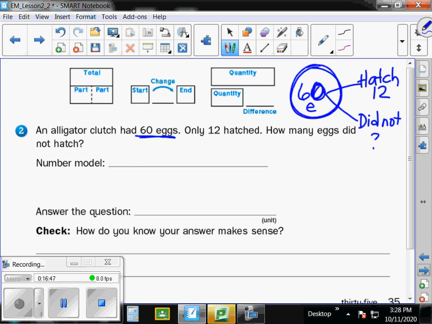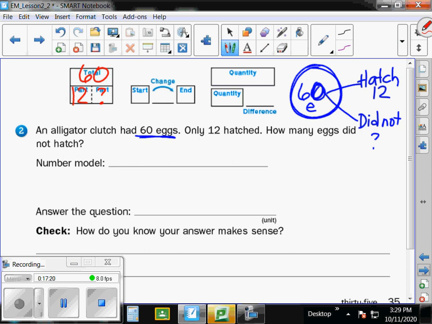Okay, I'm kind of thinking I'm going to put my numbers into one of these situation diagrams. Okay, actually I can see two different diagrams. Actually, I could see all three diagrams working for this. Okay, let's look at the part total model. First of all, I know that there's a total of 60 eggs. That's how many eggs there are in all. That's the total. There's two different parts. Some that hatched, some that didn't. Some hatched were 12. The other part, I don't know, so I'm going to put a question mark in there.